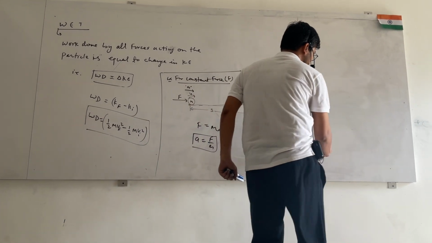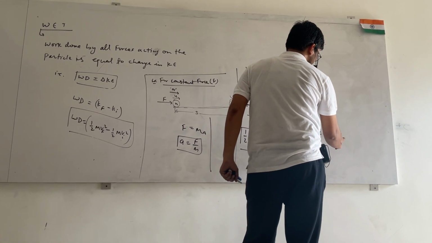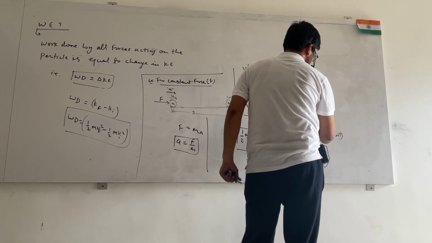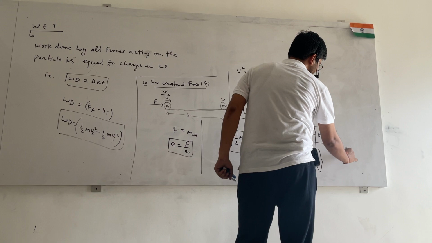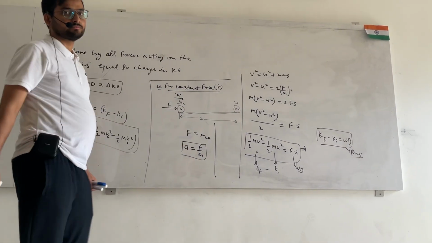So from this part we clearly find the work done. So this is the proof of the work energy theorem. That's all.